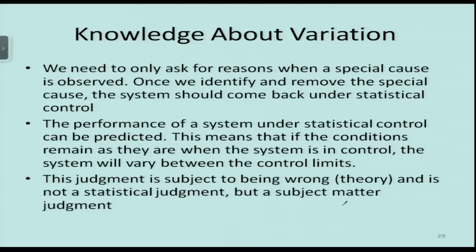That relates to the theory we talked about in the earlier modules, when we discussed some of the attributes of a theory: a theory has to be something that runs the risk of being proven wrong, and when it is proven wrong, you go back and reevaluate your theory so that you gain more knowledge. And the second thing is that this judgment is not a statistical judgment, as I mentioned earlier, but a subject matter judgment.